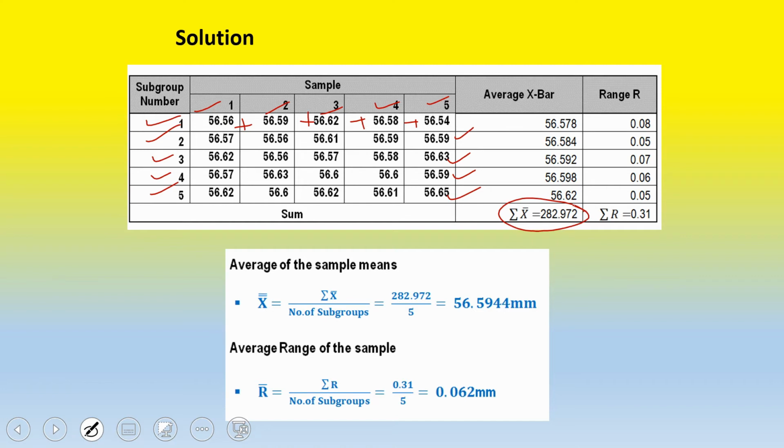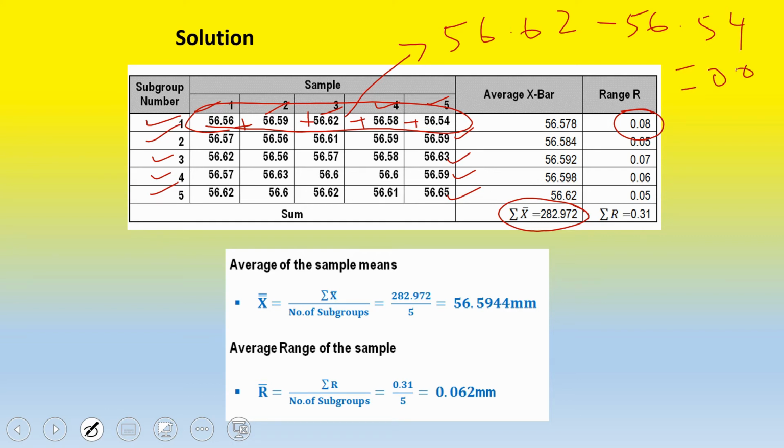Then we have to find the range. How can we find the range? What is the maximum in this sample? Maximum will come 56.62, minus, what is the minimum here? 56.54. What is the difference? 0.08 will come. So this one we have given here.